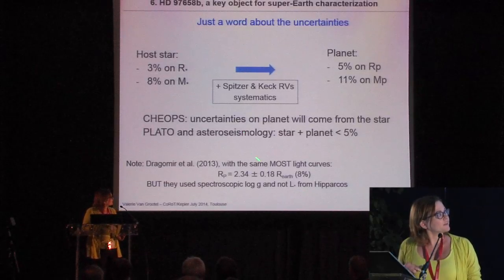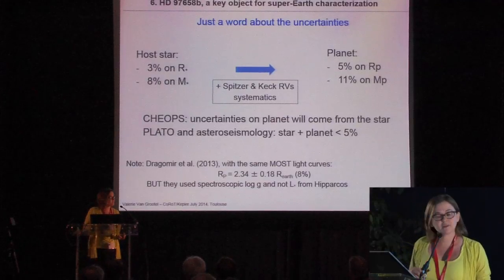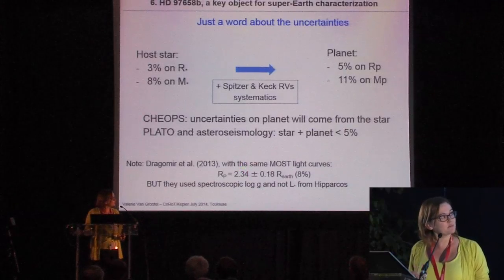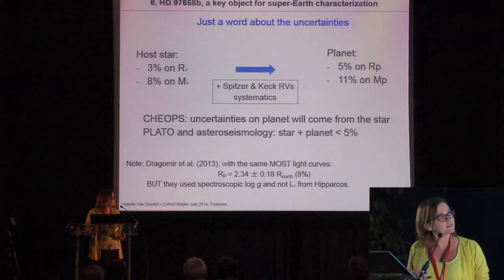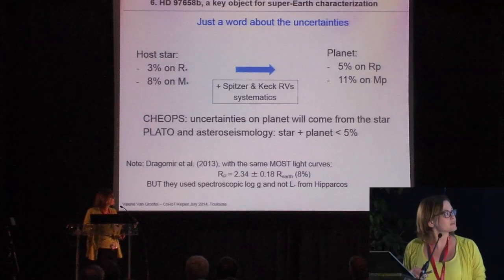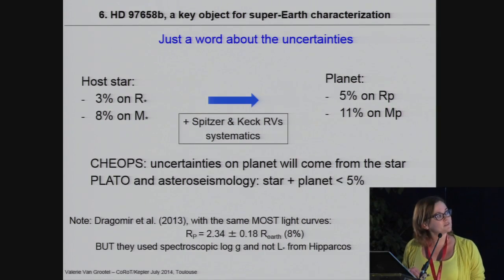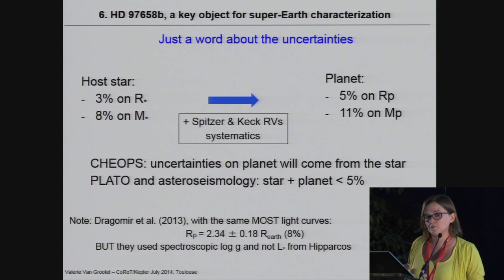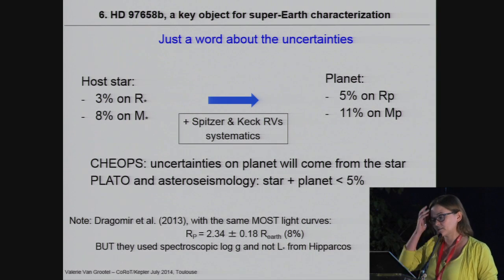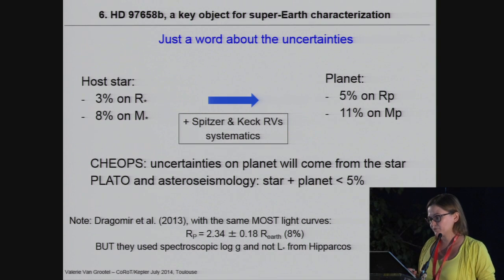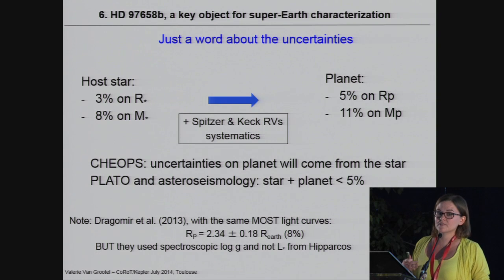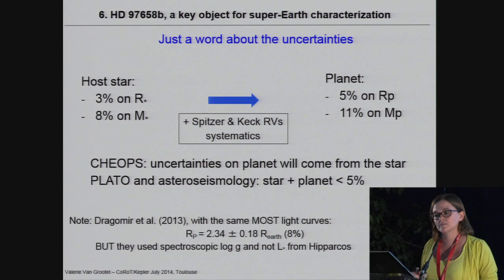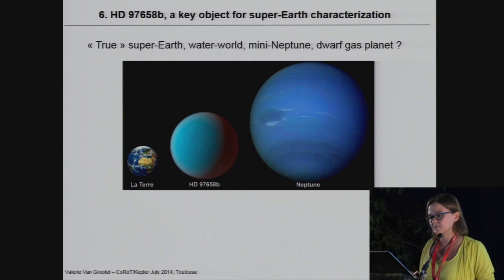Just a little word about the importance of accurate stellar modeling. In the paper of Diana Dragomir, she analyzed the same MOST light curve, but she derived a less accurate planet radius because for the stellar modeling, she didn't use the stellar luminosity from Hipparcos, but she used the spectroscopic log g, which is far much less precise. And it's a good hope for the future that we'll have even more accurate distances from Gaia, and it will allow us to have quite accurate stellar radius, at least.